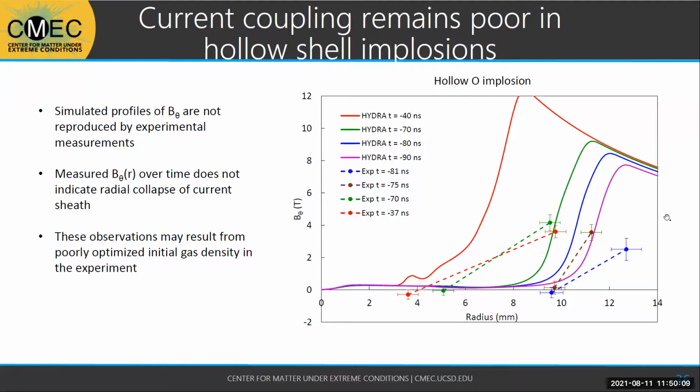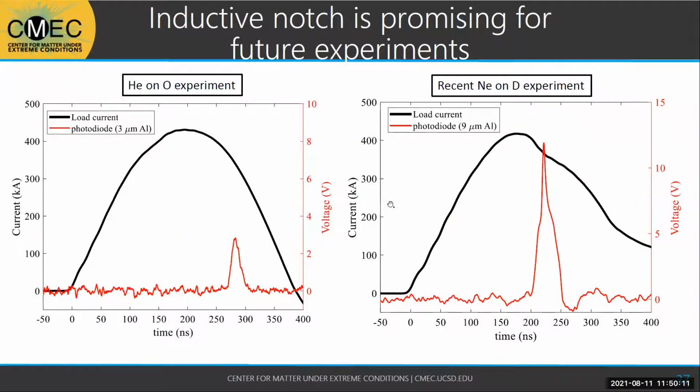In fact, recent gas puff experiments on CESZAR have shown that. The left plot here is one of the current profiles and photodiode signals from the oxygen data that I've just shown you. And you can see a healthy-ish looking current profile and a nice photodiode peak. However, there's no coincident current dip. And this is representative of basically all the shots that I've shown already.